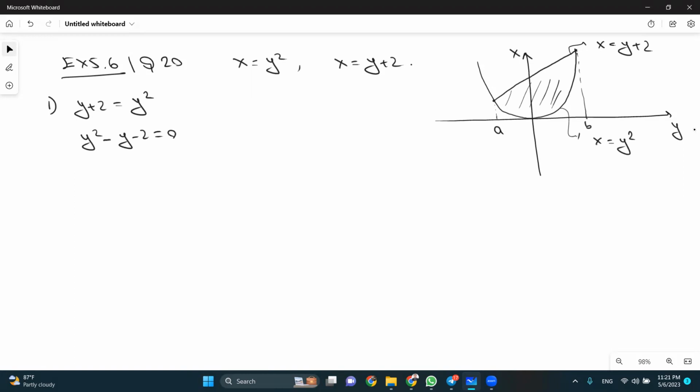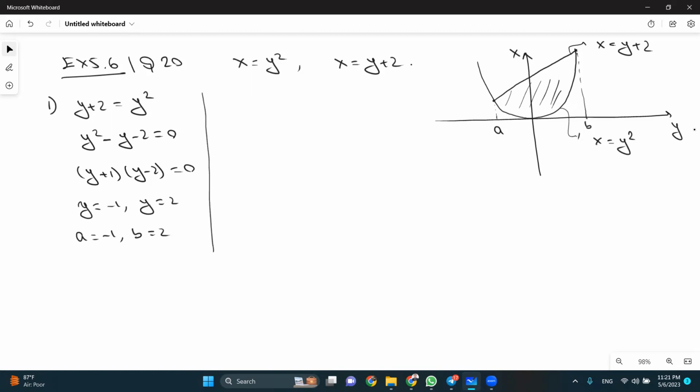Now we can solve this quadratic equation by factorization. Here we have y plus 1 times y minus 2, that's equal to 0. So the first root of this equation is y equals -1, and the second root is 2, which means that actually a is -1 and b is 2. Okay, that's the first part.